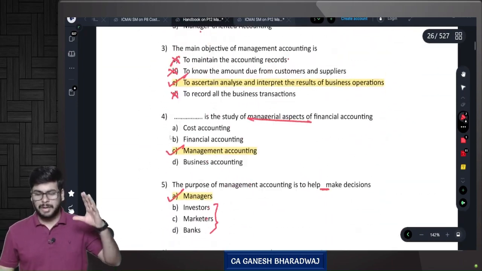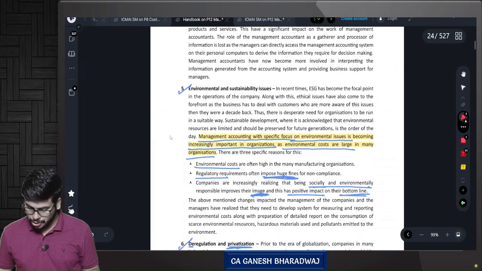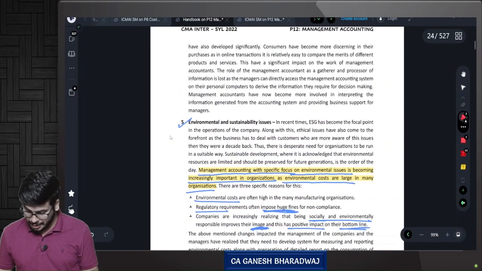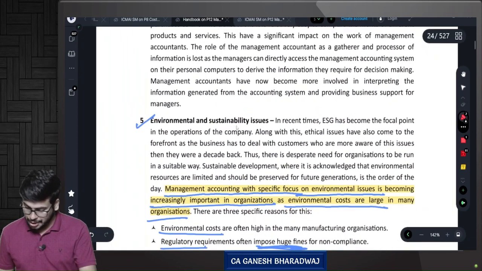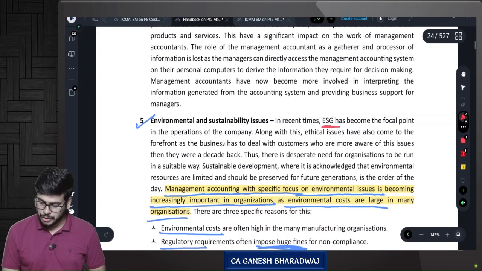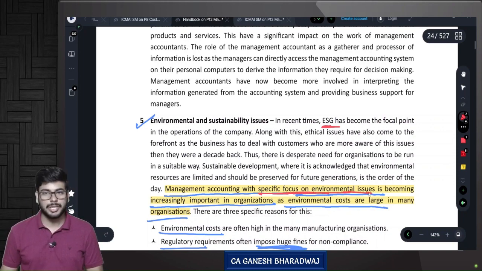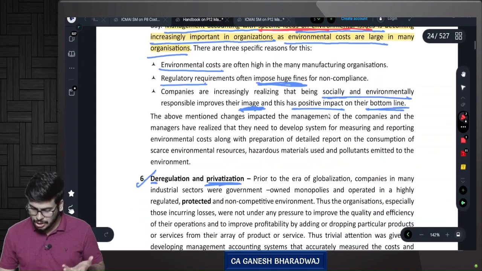ESGs, I told you in one part, where it is not just about making money. You also need to be very environment conscious. Look at this: sustainability issues. ESG has become the focal point in the operations of companies, with a specific focus on environmental issues. It is becoming increasingly important. So what do you mean by ESG? It is mentioned only here.